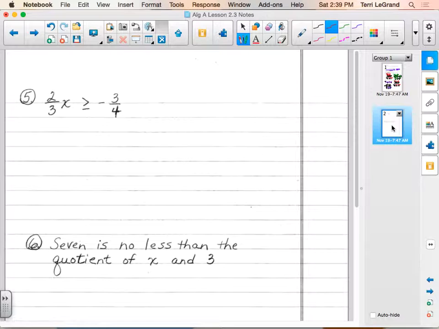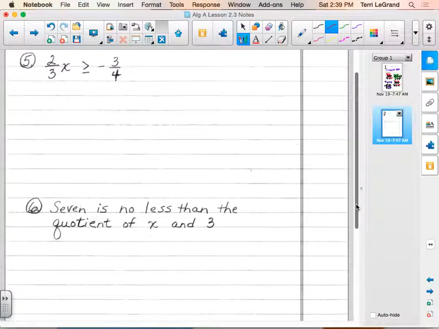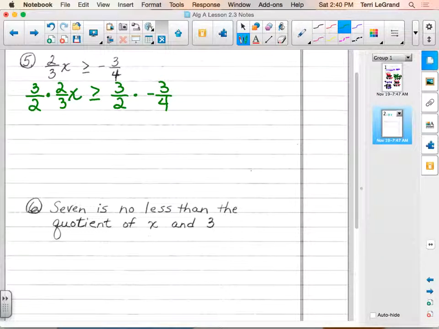Okay, let's go to the back side. We get one more of those to practice. We have 2/3 x is greater than or equal to -3/4. So here x is being multiplied by a fraction. Remember undoing multiplying by a fraction when we were doing equations. We undo multiplying by a fraction by multiplying by the reciprocal of that fraction. So the reciprocal of 2/3 is 3/2. So we're going to multiply both sides of this inequality by 3/2. Both sides get multiplied by the reciprocal of what x is being multiplied by.